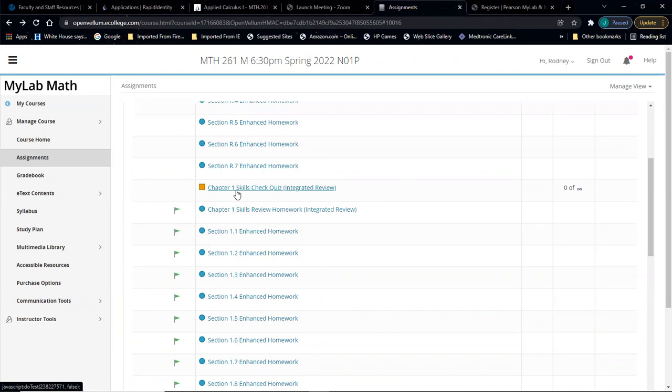You have to do the skills check for chapter one, as well as all the other chapters as they happen. And then when you complete that, the flags will open up and you can do the regular homeworks. And again, the better you do with the skills check, the less homework problems you will be responsible for. So that's kind of a cool feature.